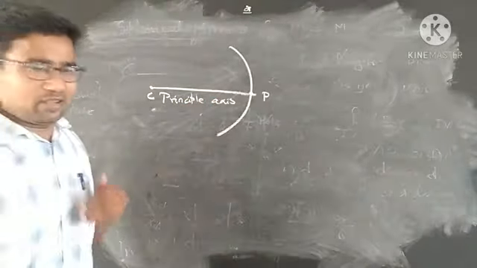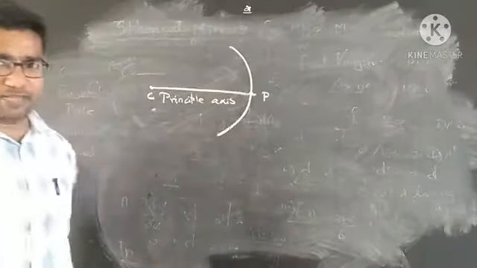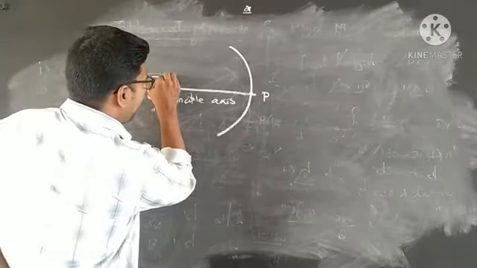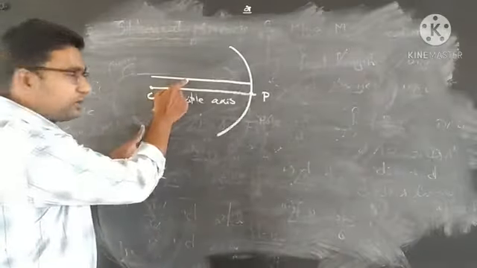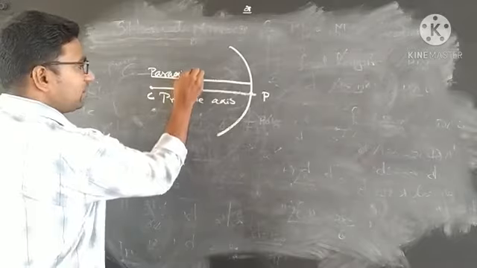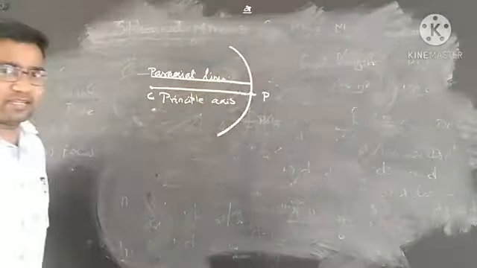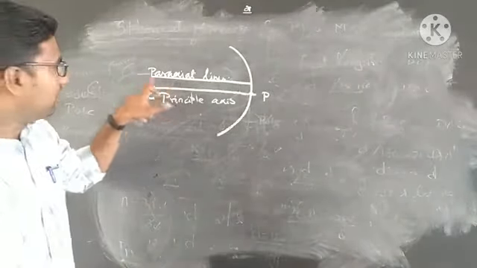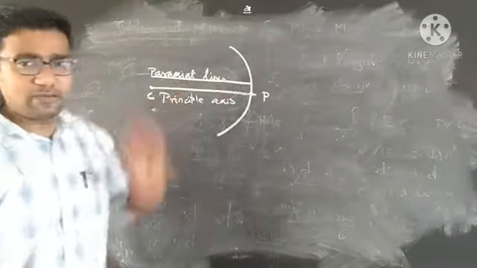Now I am going to draw a line very close to the principal axis and parallel to it. This is called the paraxial line. The paraxial line means the closest line drawn parallel to the principal axis.